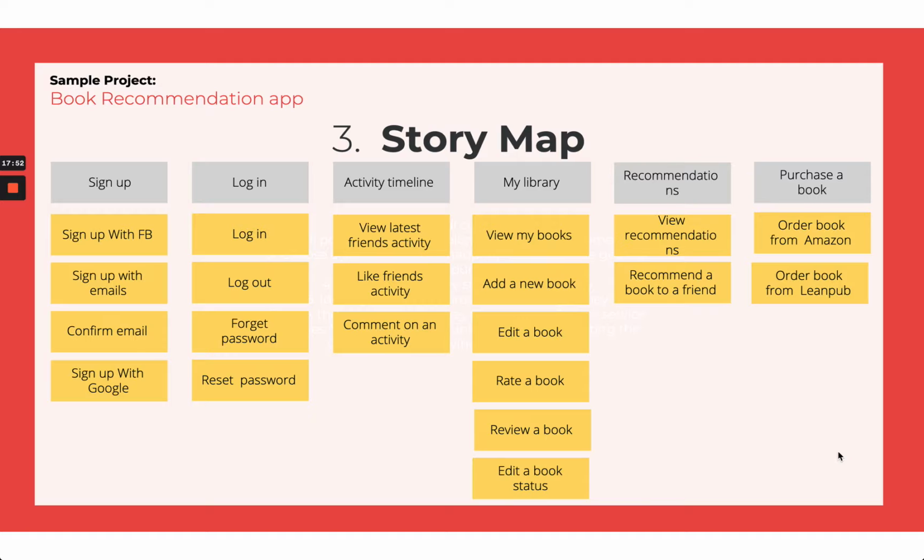We have login as an epic, so we have login, log out, forget password, and reset password. Again, all the stories are similar to each other and achieve the same goal, so they are part of this epic. Activity timeline, which is viewing activity, liking activity, and commenting, is again part of one epic. My library is another epic that I created, then recommendations, and purchasing a book.